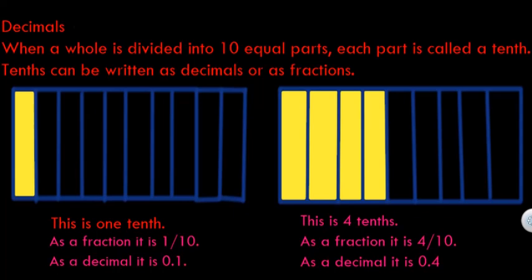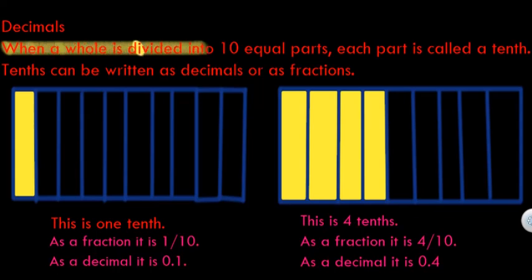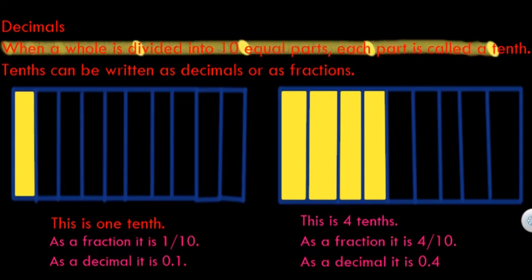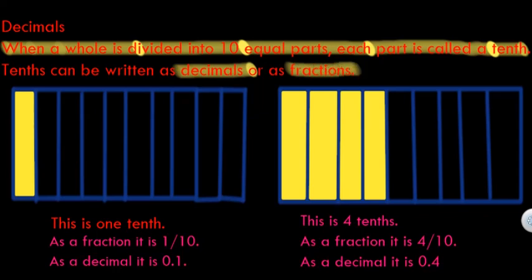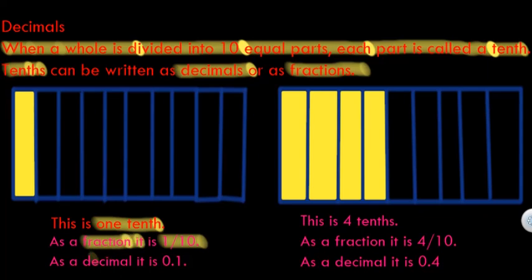So now here we need to highlight some things. Okay, so we're saying that when a whole is divided into 10 equal parts, each part is called a tenth. Now let's see. Tenths can be written as decimals or as fractions. Now this is 1/10. As a fraction, it is 1/10. And as a decimal, it is 0.1.